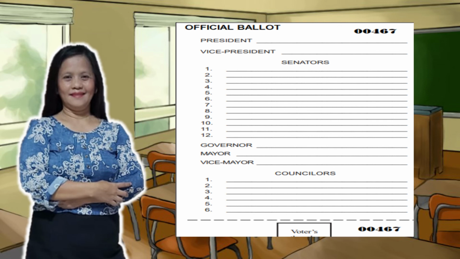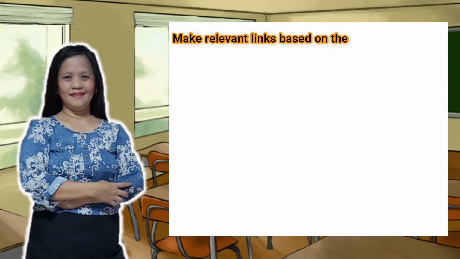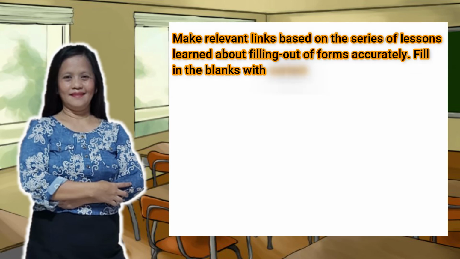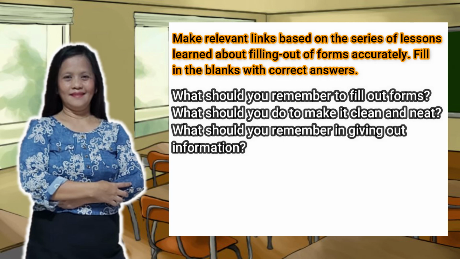Okay, you have learned so much from our discussions today. Now let us summarize what we have learned about filling out forms accurately by filling the blanks with the correct answers. Okay, this is the direction. Make relevant links based on the series of lessons learned about filling out forms accurately. Fill in the blanks with correct answers and write your answers on your paper. Okay, what should you remember to fill out forms? What should you do to make it clean and neat? And what should you remember in giving out information?